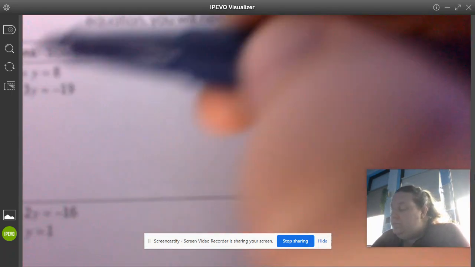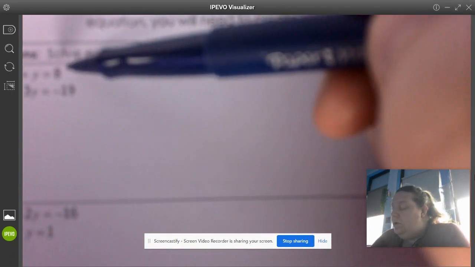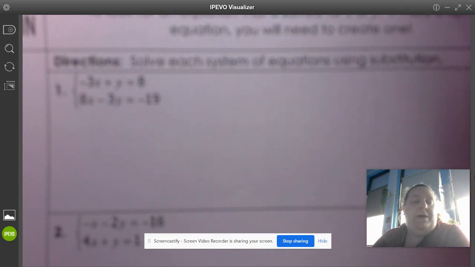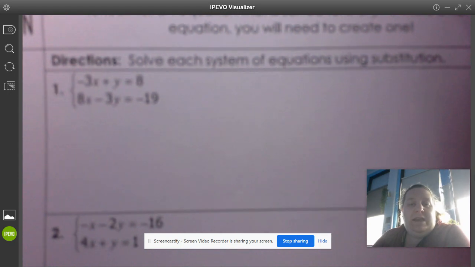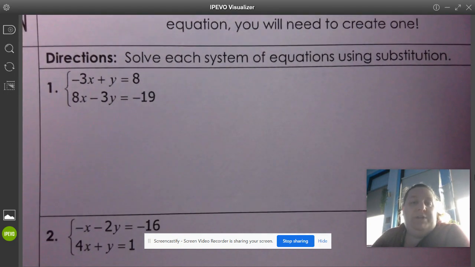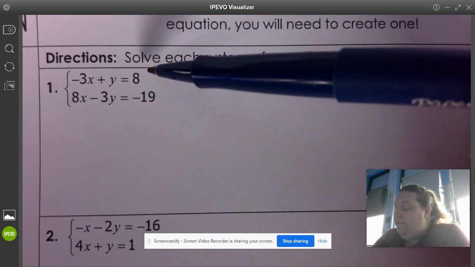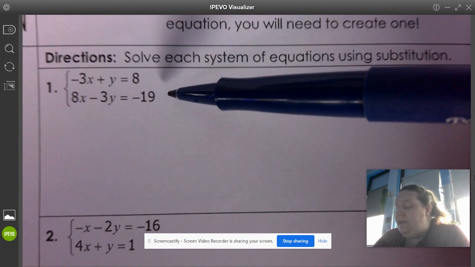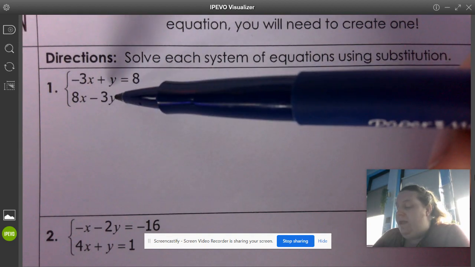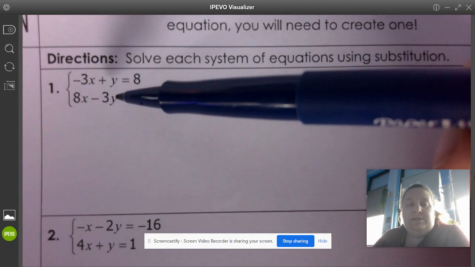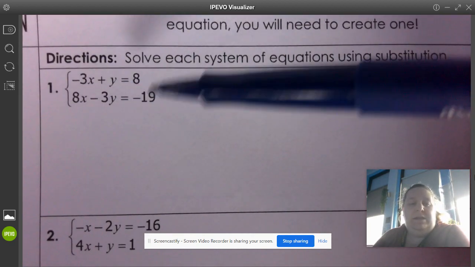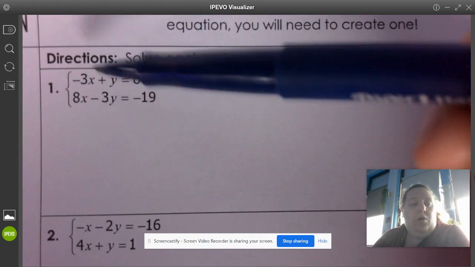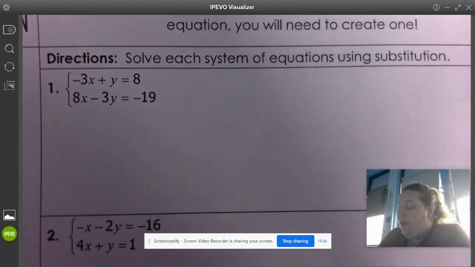So look at both of your equations and see if there is one where a variable is already by itself. It doesn't have any coefficients if possible. So we have negative 3x plus y equals 8, and then 8x minus 3y equals negative 19. Well, both x and y have coefficients in this second one, and they're not going to be easy to clear. However, in this first one, we have y by itself. All we have to do is move that negative 3x.